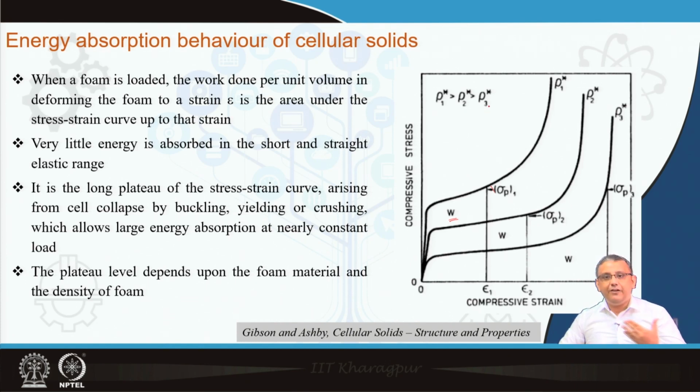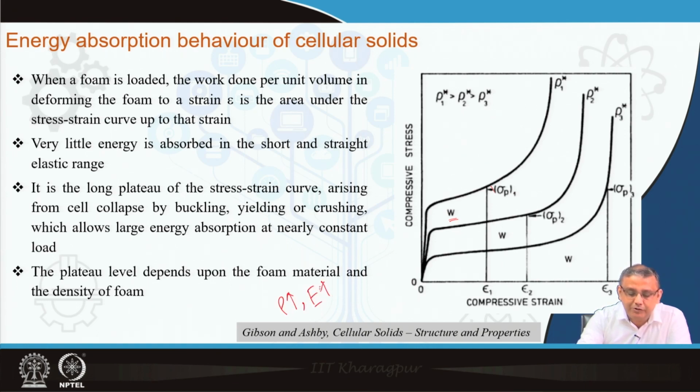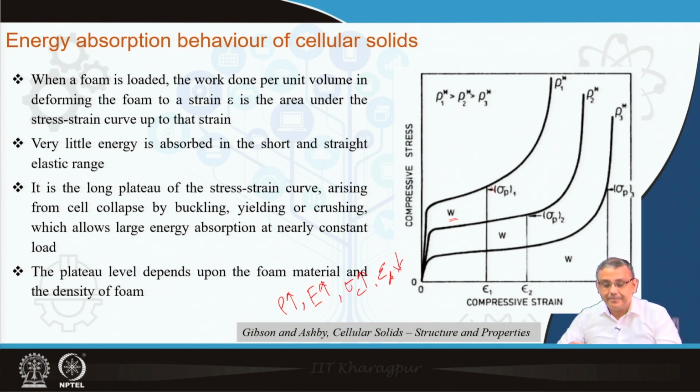And as you already learned from our previous lectures, the density has a very strong influence on the stress strain plot. As we increase the relative density, what happens? As rho increases, the Young's modulus will increase, the sigma c will also increase, and the epsilon d, which is the densification strain, will continuously decrease, right.